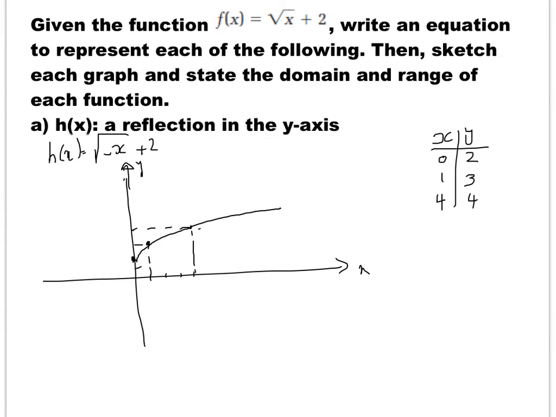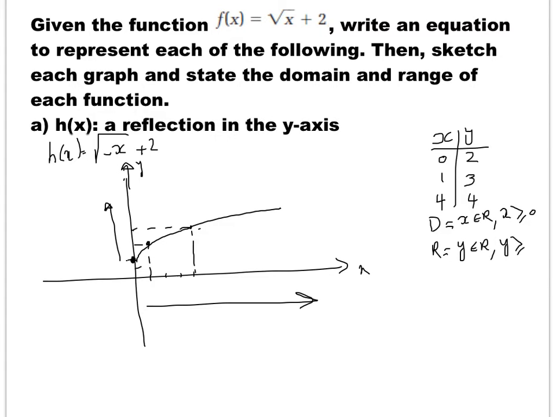But if you look at the graph, you can see that the domain is any x in R, and x has to be greater than or equal to 0, because only these values are accepted. The range is y in R, real numbers, and you can see that y is valid from this point up, so y is greater than or equal to 2. So this is for the base function, square root of x plus 2.